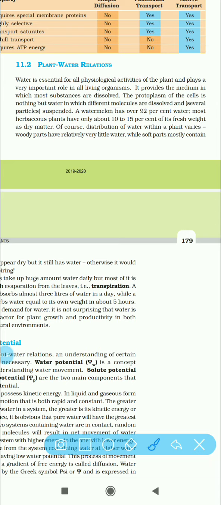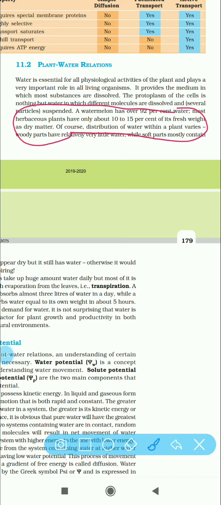Now they have given certain examples. First, they mention the watermelon. Watermelon has 92% water, whereas other herbaceous plants can have 10 to 15% of their fresh weight as dry matter. That means when you take a plant and remove all the water from it, the dry matter is 10 to 15% of the fresh weight. So water contributes the remaining share of the fresh weight of the plants.